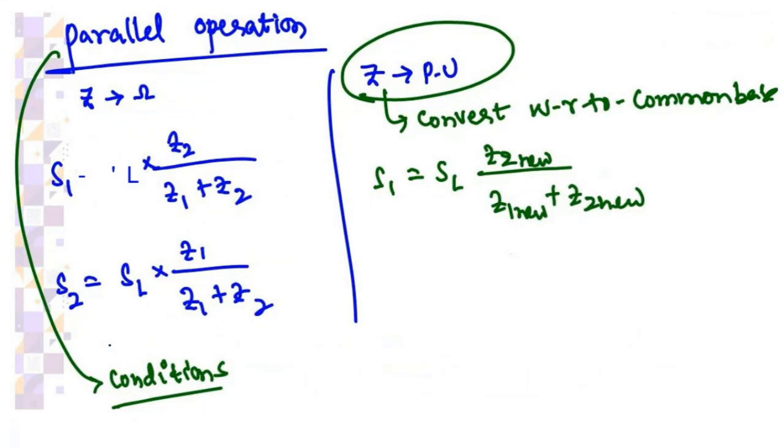There is another topic called parallel operation. It's the same as the current division rule only. So this is the total load capacity. Let me rewrite this one. This is the load kVA divided by, it's like the opposite impedance divided by the total impedance, simply.